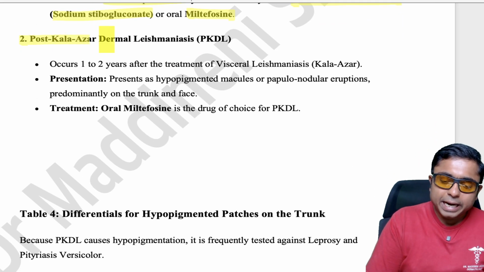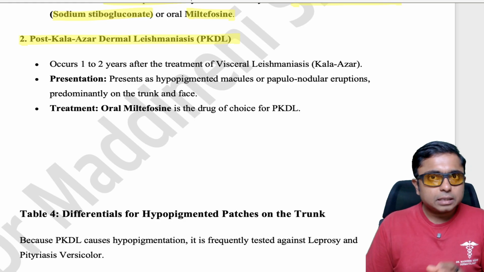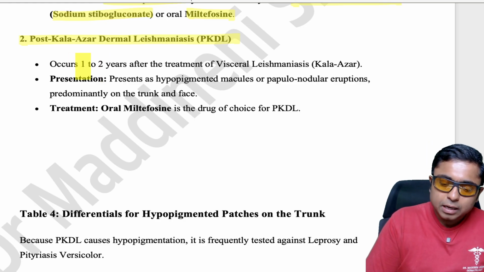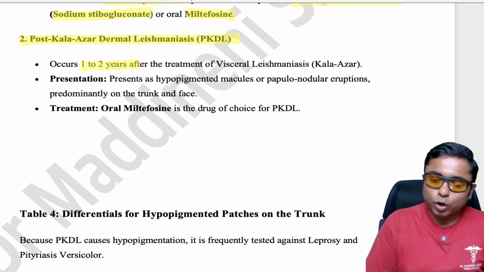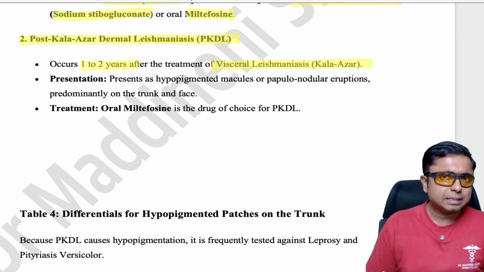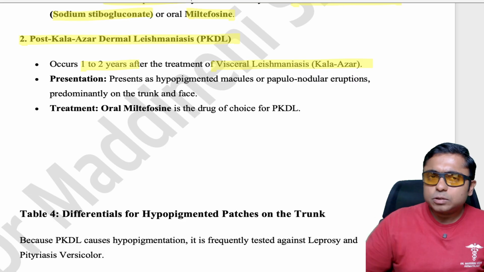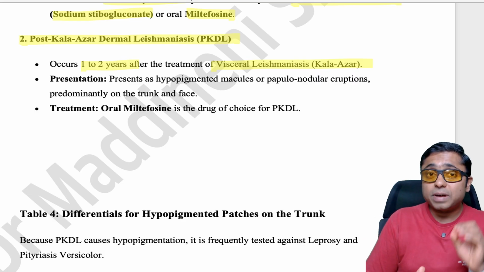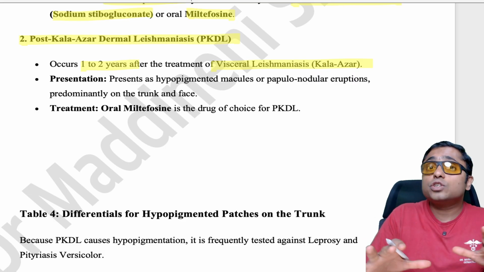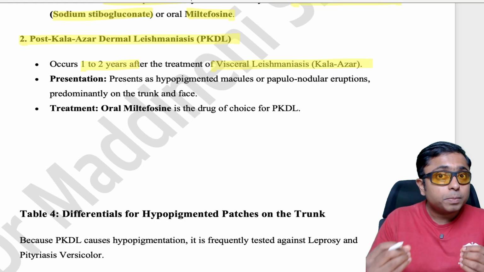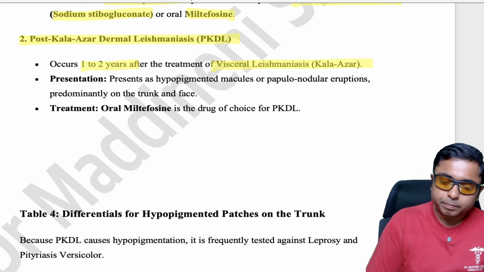Coming to the PKDL, post Kala Azar dermal leishmaniasis due to Leishmania donovani occurs 1 to 2 years after the treatment of visceral leishmaniasis, that is Kala Azar, if there is improper or inadequate treatment. And Kala Azar, how is it going to present? It is going to present with a very important history of prolonged fever, and also the patient will have massive hepatosplenomegaly.